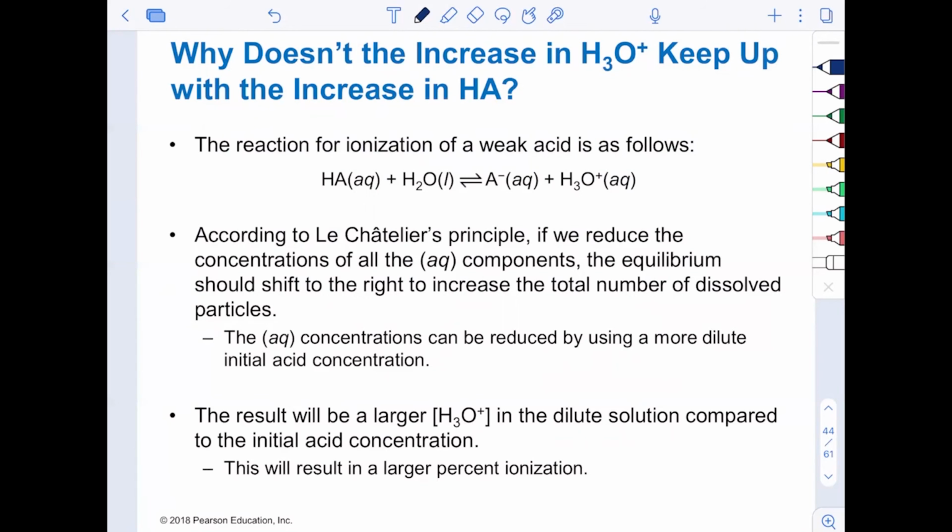So we have some interesting ideas here with how do we get a larger percent ionization? Usually by adding more water, by making a more dilute solution and driving down that initial concentration of acid, we will result in a larger percent ionization. Because remember, the concentration of HA was in the denominator. If you make that smaller, then the magnitude of percent ionization will increase.